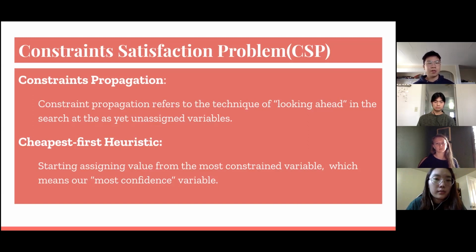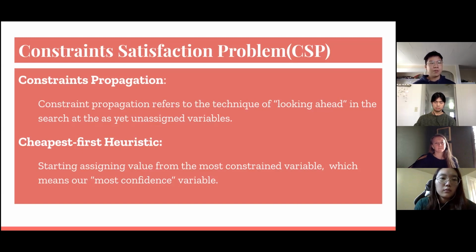And the next technique that we use in solving the constraint satisfaction problem is the cheapest first heuristic. We want to assign values starting from the most constrained variables, which means the ones that we are most confident about. By avoiding making mistakes at the early stage, we can hope to shorten the time spent trying out the options that are not going to work out for our problem. Therefore, by using such techniques, we can better guess and check the solution we can fit into the puzzles.